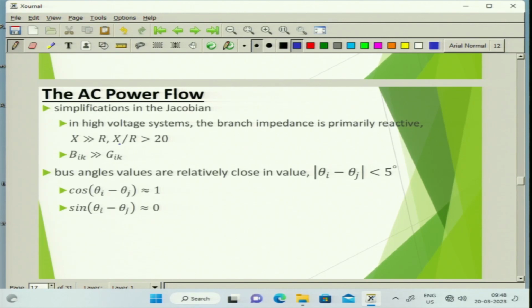Because usually in a transmission line the X by R ratio is very high, more than 10 or more than 20, we can ignore resistance or conductance basically, because X is greater than R. That means only susceptance is considered and conductance is ignored. And bus angle values are relatively close in value, so that is why we can consider the change in angle to be almost 0.